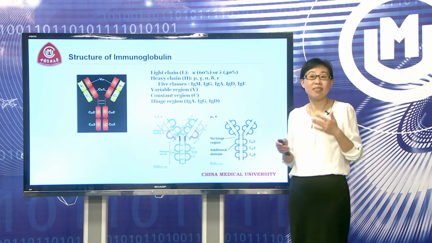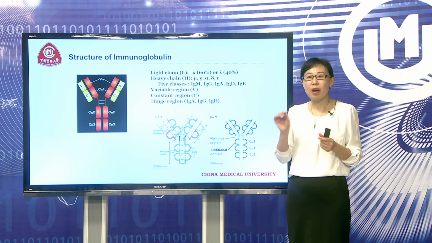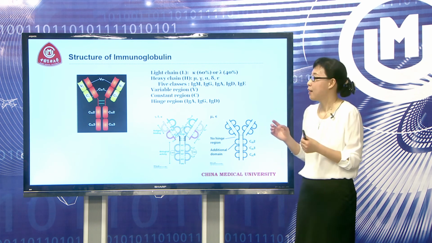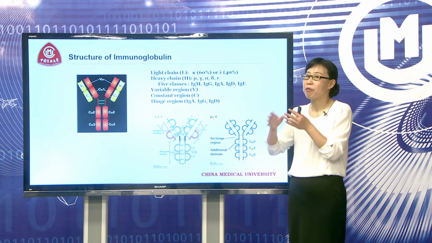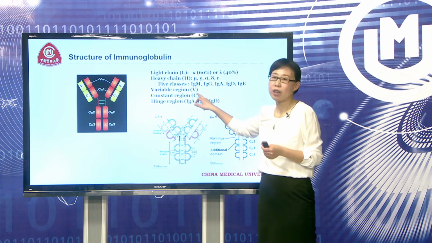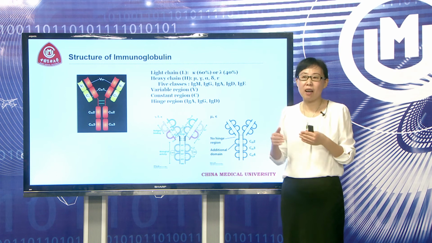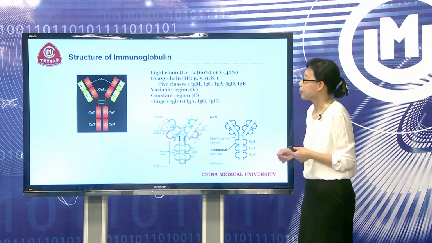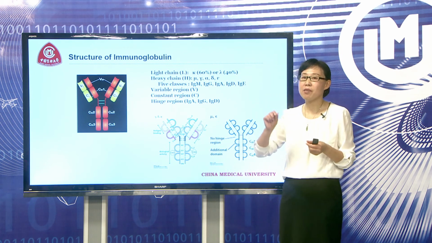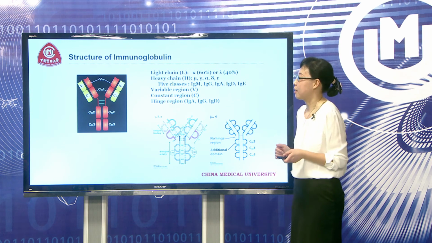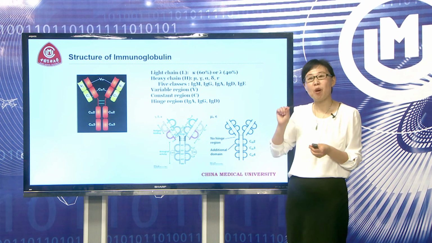So what is the variable region and constant region? As you see here, immunoglobulin is composed of amino acids. The amino acids fold to form functional domains. At the amino terminal, about 110 or so amino acids fold into a functional domain, which is called the variable region, V region. In this region, amino acids vary greatly among different molecules of antibodies. And the remaining part is the constant region, because here the amino acid sequence is less variant, and so it is called the constant region. The variable region contains the antigen binding site, while the constant region combines with some immune molecules or immune cells.